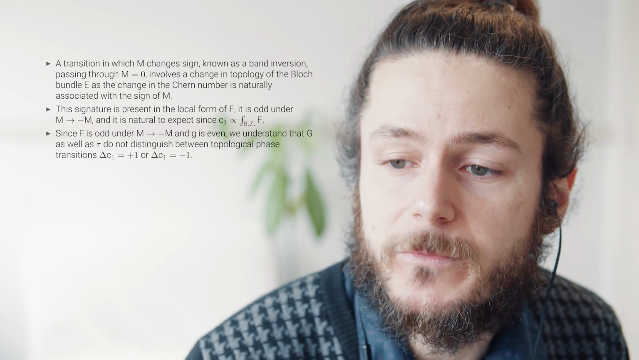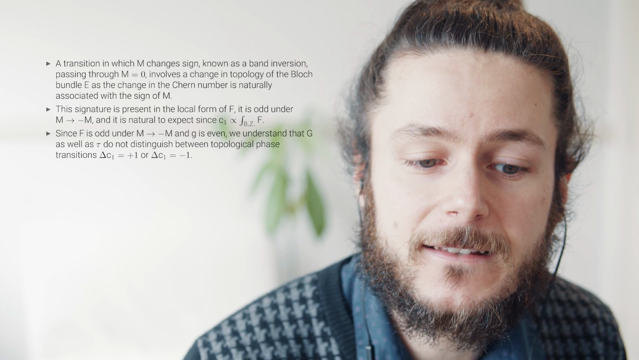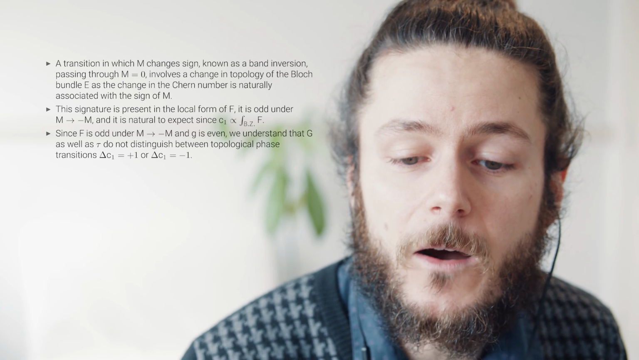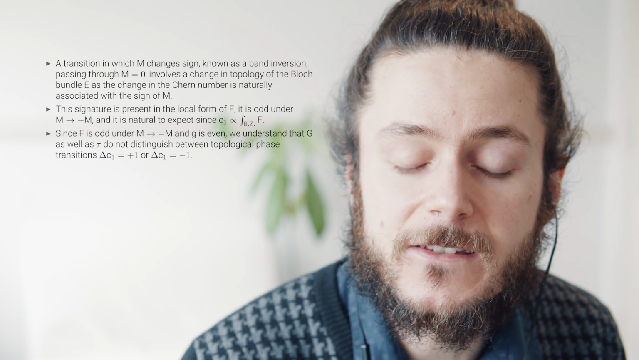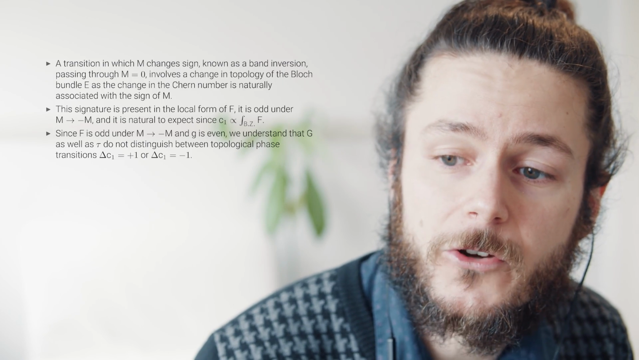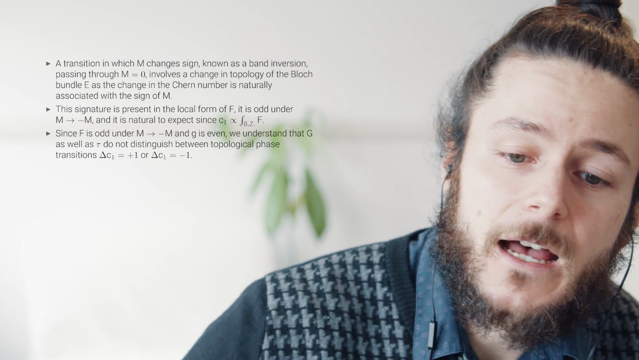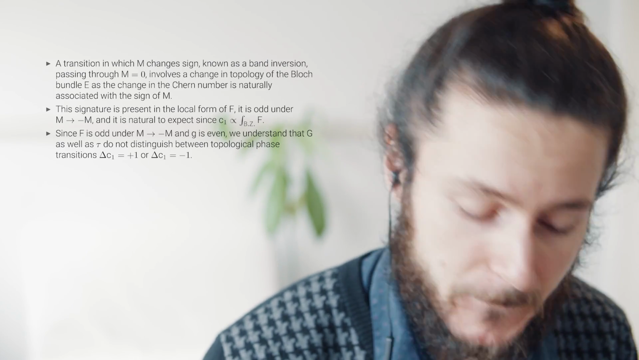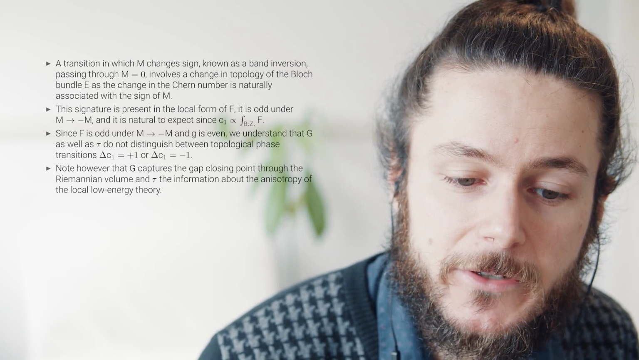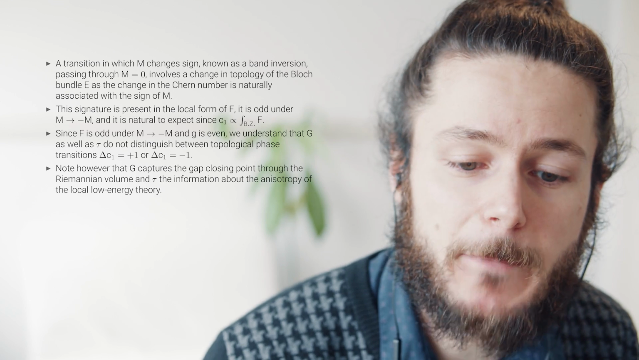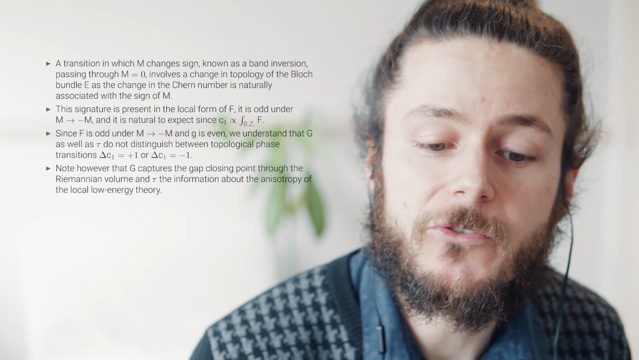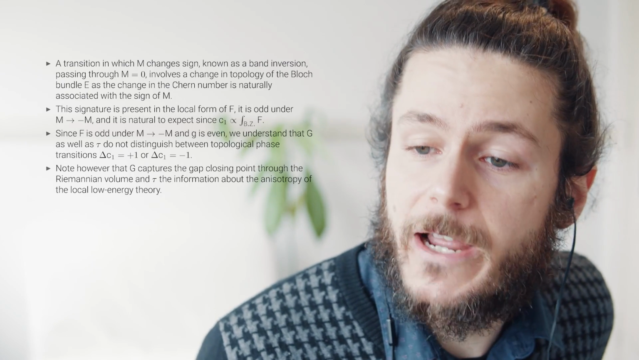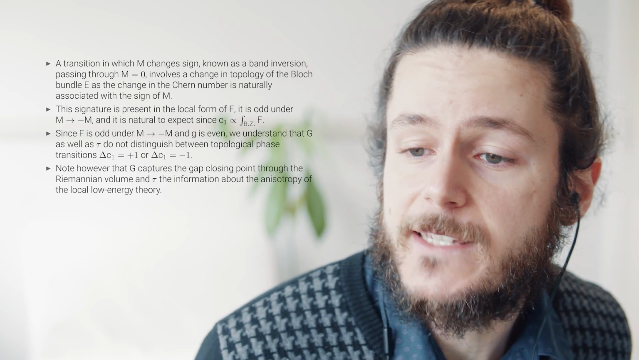Since F is odd under m goes to minus m and g is even, we understand that the quantum metric on twist angle space, as well as tau, they do not distinguish between topological phase transitions in which the Chern number goes plus 1 or the Chern number goes minus 1. In other words, they are the same for them. Okay? Note, however, that the quantum metric in flux space captures the gap closing point through the Riemannian volume, and tau captures the information of the anisotropy of the local low energy theory because it's simply a function of the matrix A.